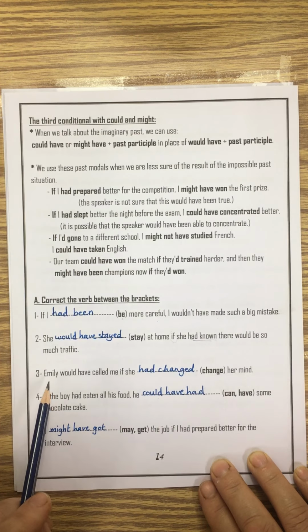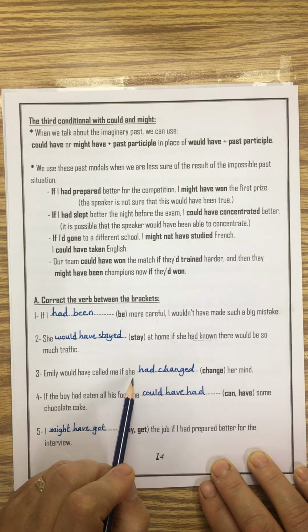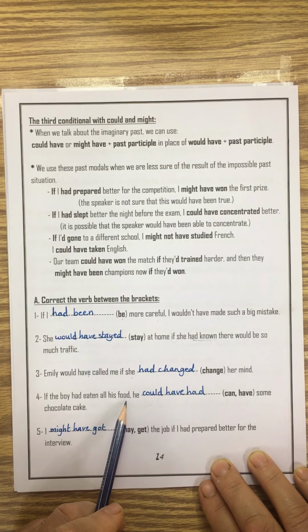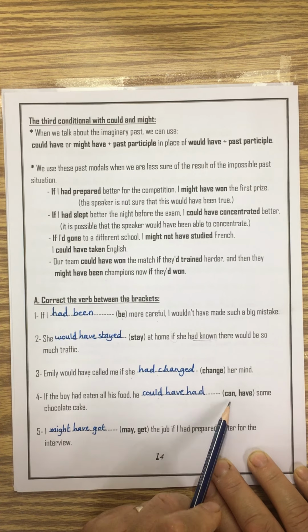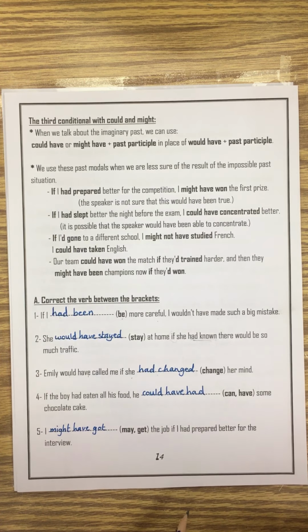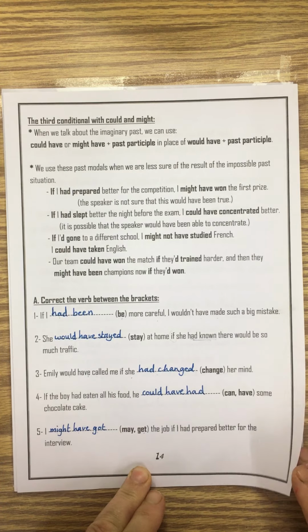Number 3, Emily would have called. Okay, معناته لازم أستخدم past perfect مع if she had changed her mind. If the boy had eaten all his food, he عندي كان بدل would he could have had some chocolate cake. Number 5, I عندي may و get. I might have got the job if I had prepared better for the interview.